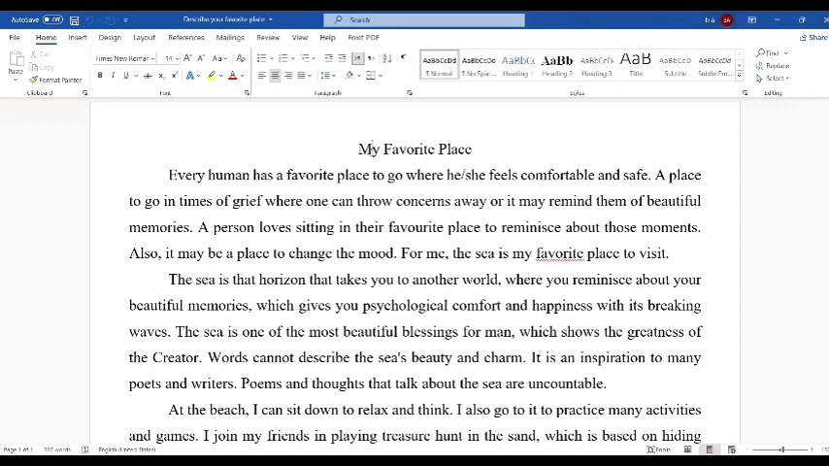And capitalize the initial letter. Initial means the starting letter, the first letter of the word. And capitalize the initial of the first word, whether it is a verb or an article or a pronoun, okay? Like A Favorite Place. Because A comes at the beginning of the title, make it capital.